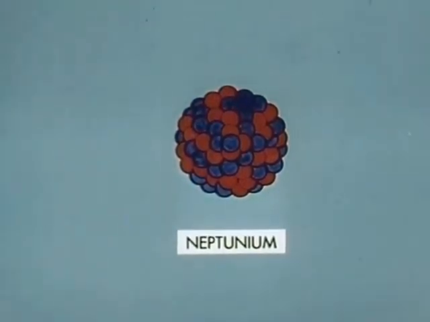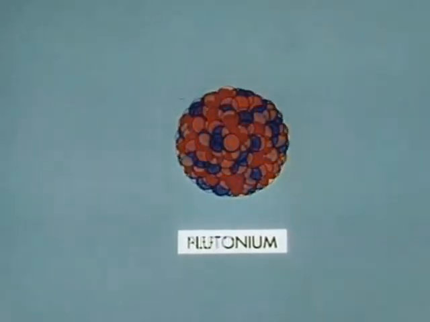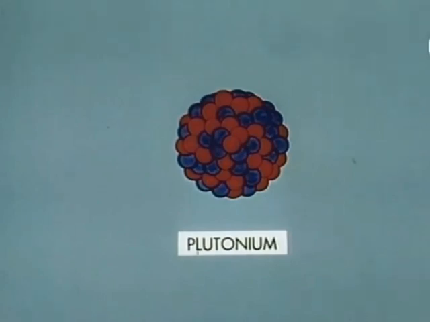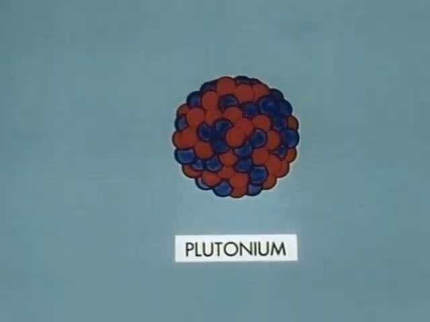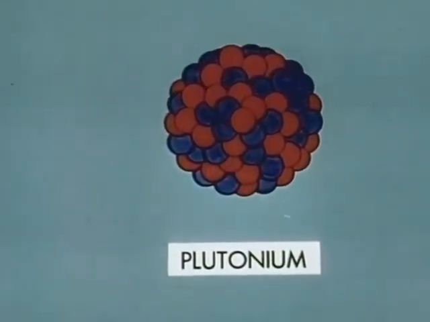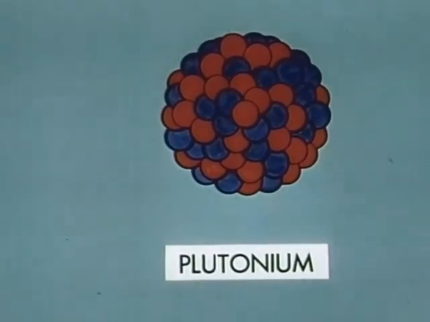Neptunium is a malcontent, and it in turn emits a beta particle turning into element 94, plutonium. Even heavier elements have been developed, but we can stop with plutonium because it's one of the basic ingredients of an atomic explosion.